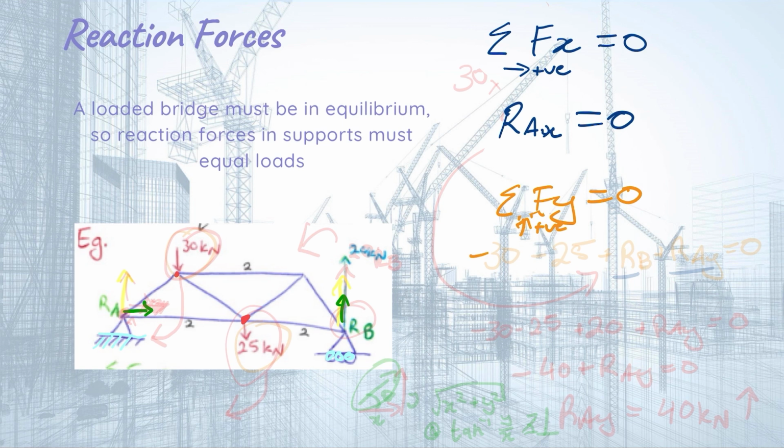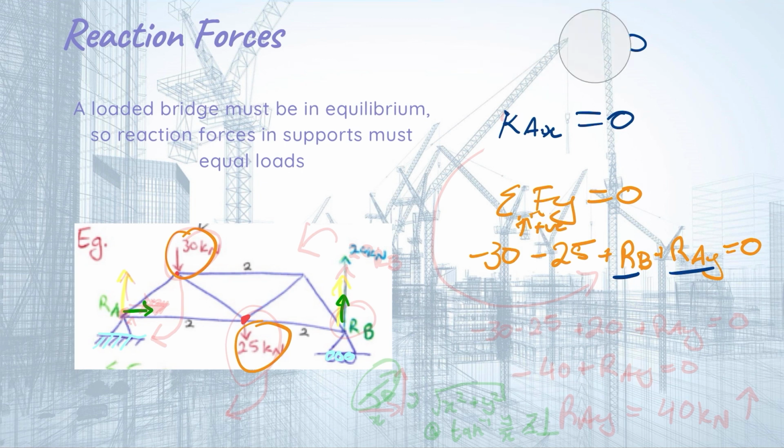So what do we have? We have negative 30 from here. We have negative 25 from there. And then we've got our reaction B, so plus reaction B because it's acting upwards. And then plus reaction AY must equal to 0. But this doesn't really help us at this point because we've got two unknowns. So we have to go to our third equation.